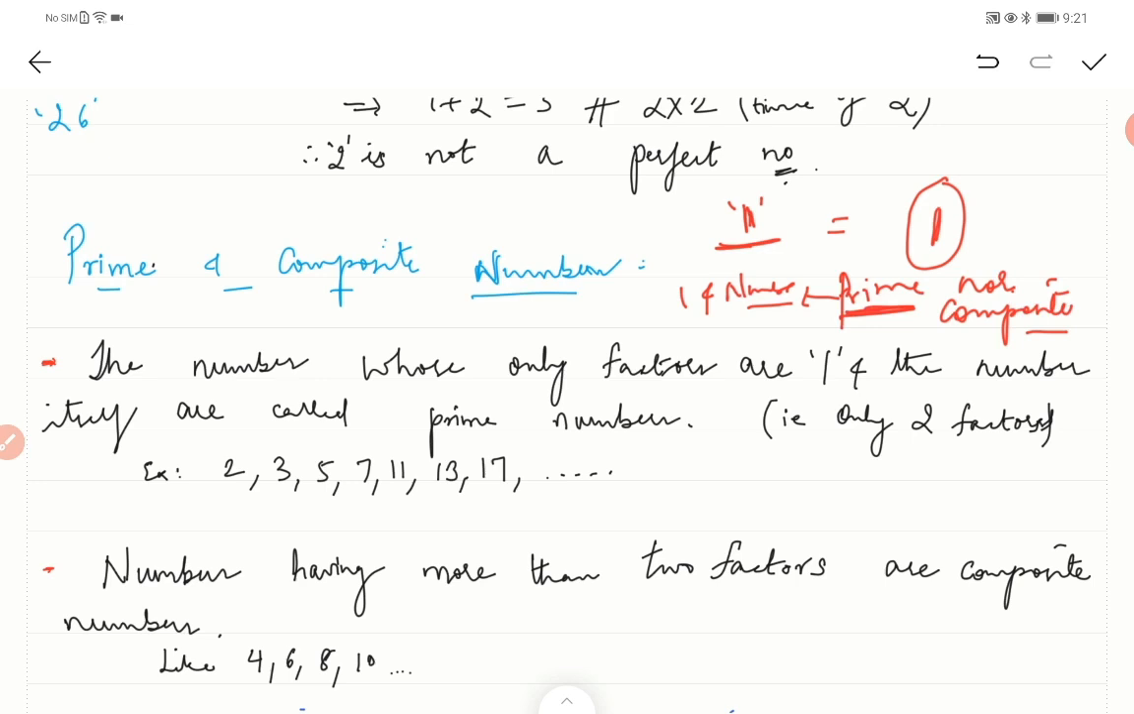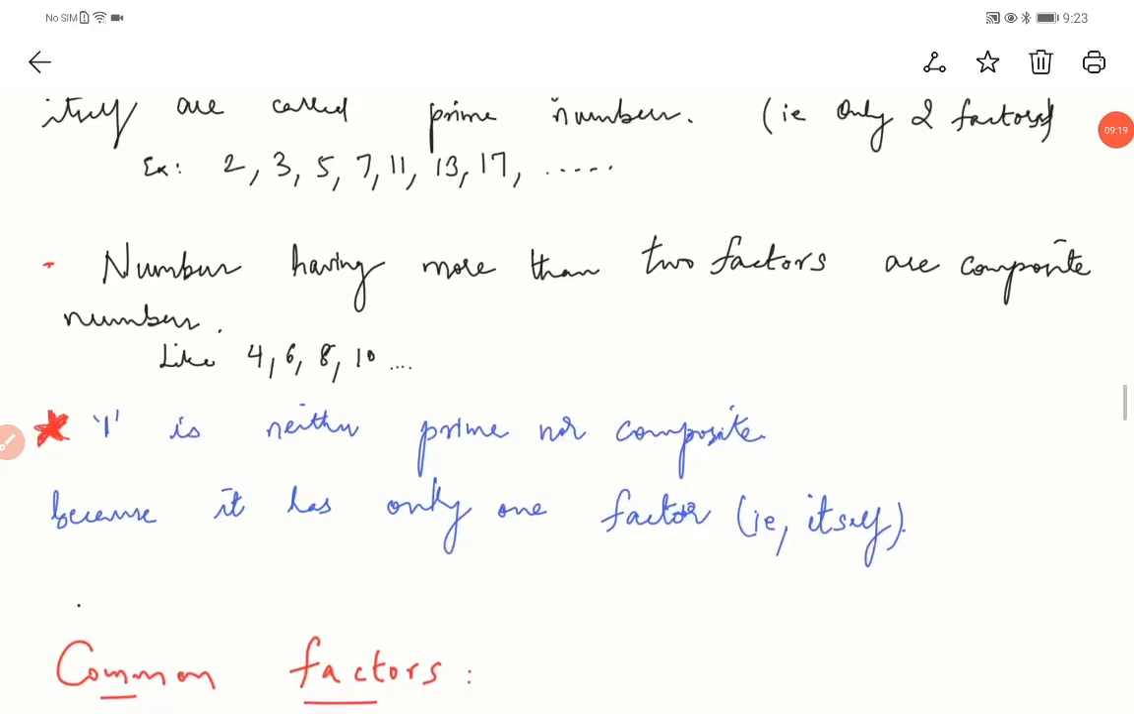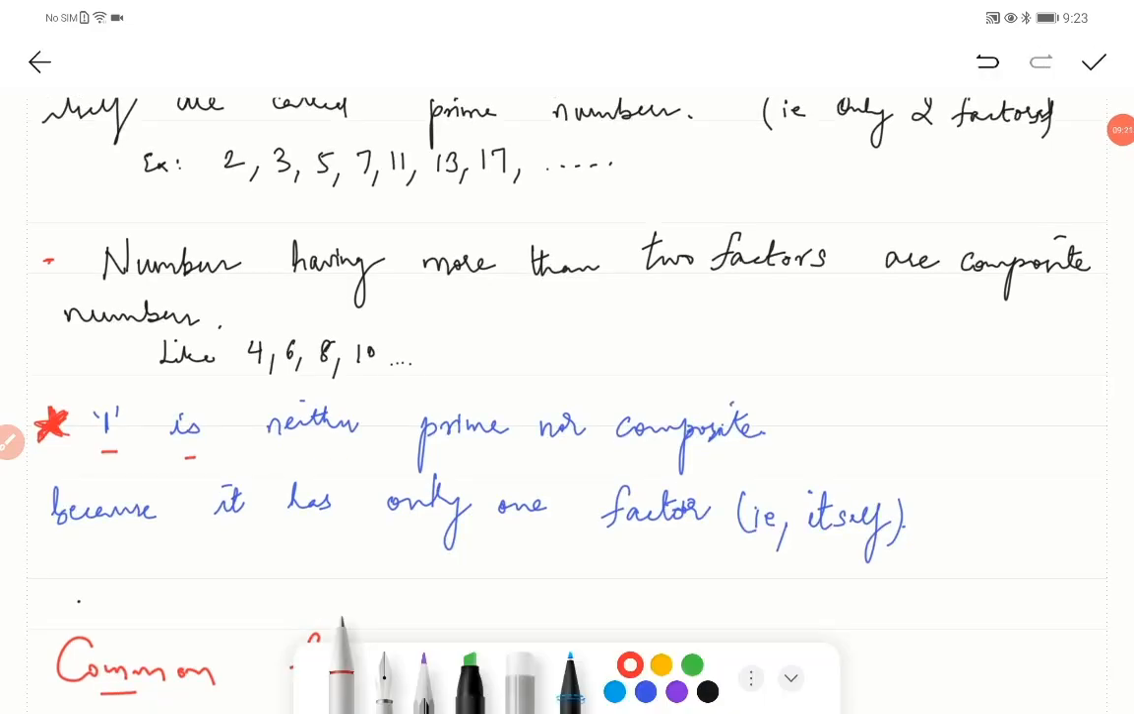And what about 1? 1 has only 1 factor, that is 1 itself. So this is neither a prime number nor a composite number. Alright. So 1 is neither prime nor composite, because it has only 1 factor, that is itself.